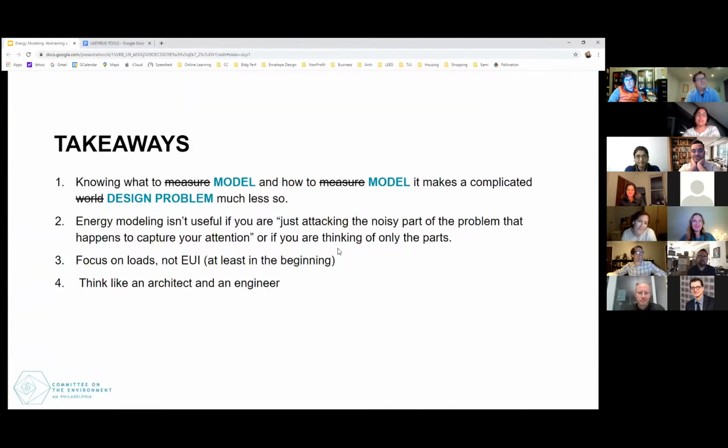Looking at takeaways for what you might want to walk away from this presentation with, I'm going to flip that statement from Freakonomics. Knowing what to model and how to model it makes a complicated design problem much less so. And energy modeling isn't useful if you're just attacking the noisy part of the problem that happens to capture your attention, or if you are thinking of only the parts within that, right?